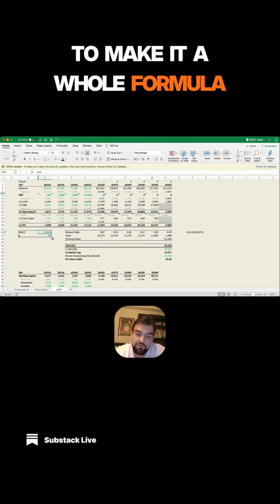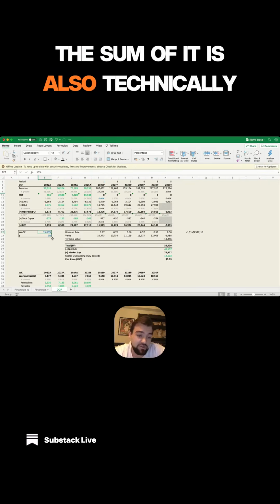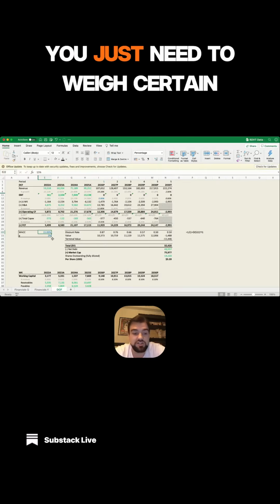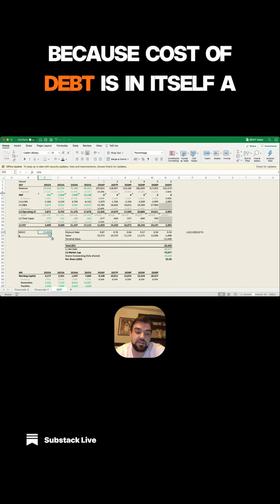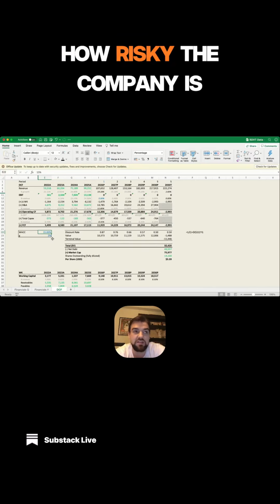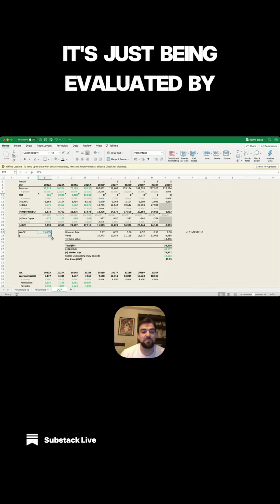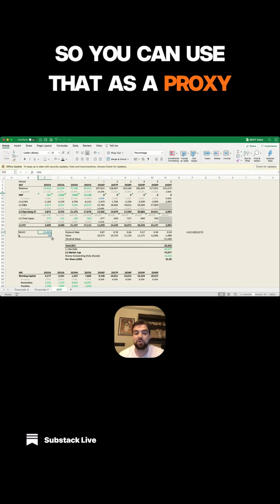The cost of equity is usually a bit higher, and cost of equity, even though academics want to make it a whole formula and whatnot, it's just your personal opportunity cost. The sum of it is also technically your personal opportunity cost. You just need to weigh certain costs of debt. Why? Because cost of debt is in itself a way of expressing how good management is and how risky the company is. It's just being evaluated by banks instead of yourself. So you can use that as a proxy.